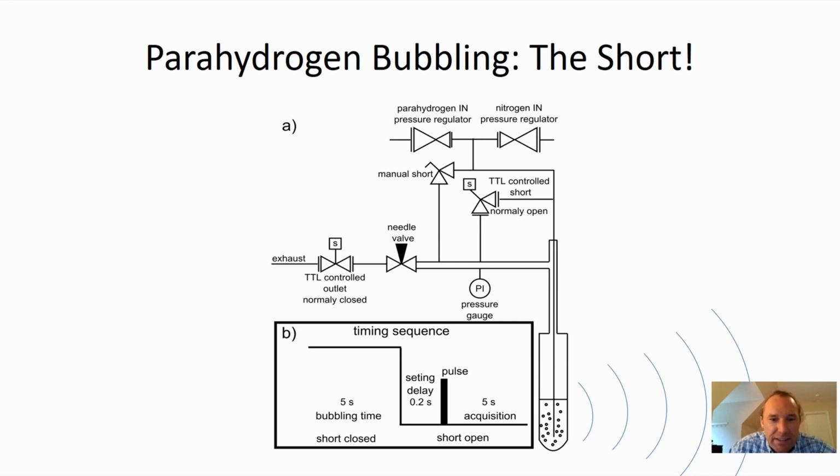Let me explain that. So let's say you have a capillary that goes into the bottom of your NMR tube, and then there's some exhaust where the parahydrogen comes out, and at the end there's a needle valve that controls the flow of the hydrogen overall. If the short is open, then of course there's no pressure difference between the top and the bottom of the solution in the NMR tube, because you've just shorted it out. And this is one of the best ways by far to stop the bubbling quickly. If you don't have that short and you just try to turn off the bubbling by stopping the flow, it takes forever for the bubbles to stop.